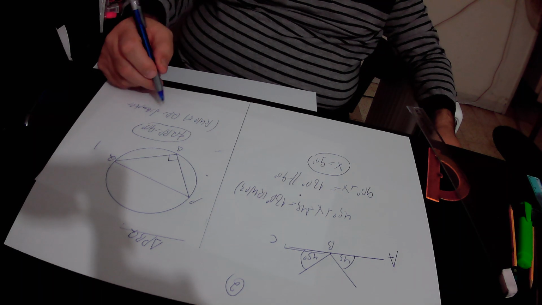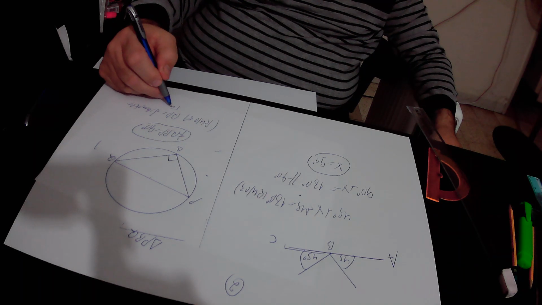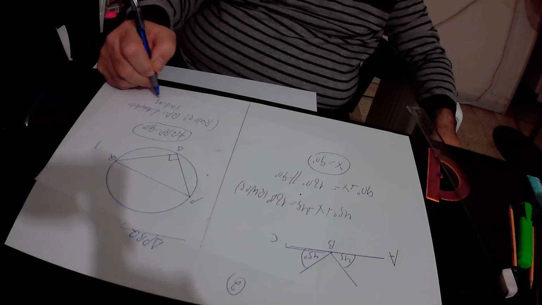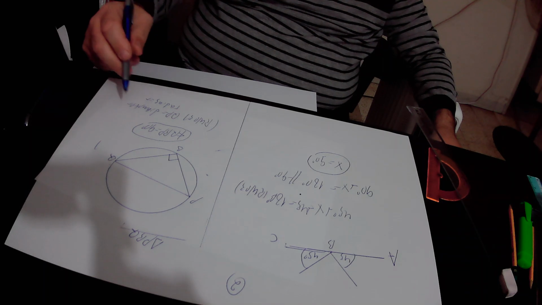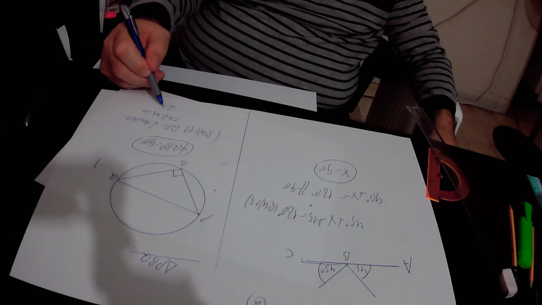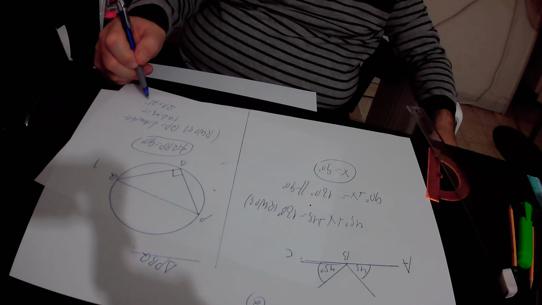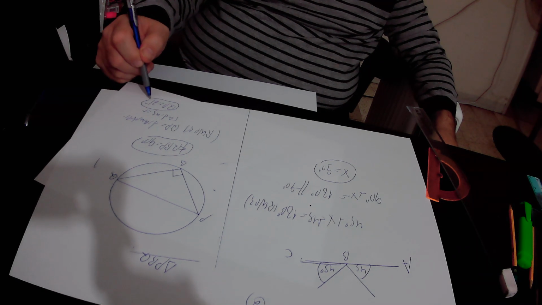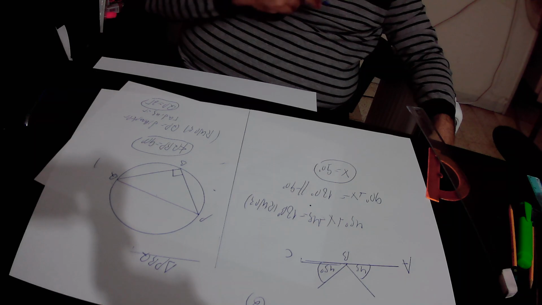So if we define the radius of this circle as r, then the diameter QP must be equal to 2r. Okay.